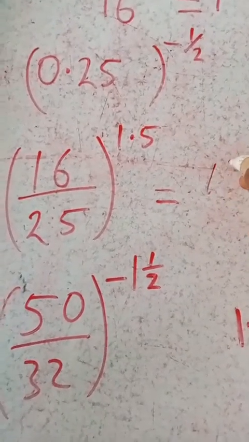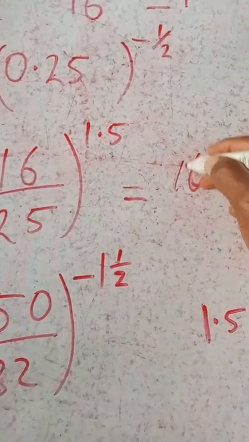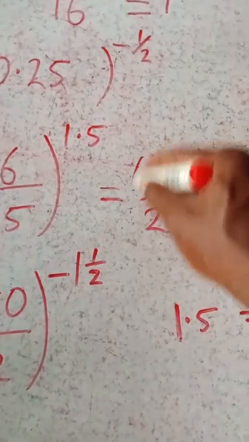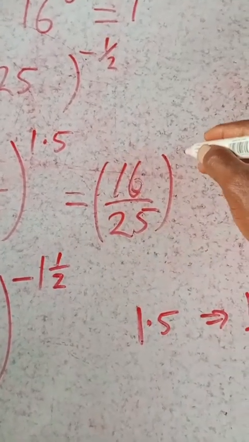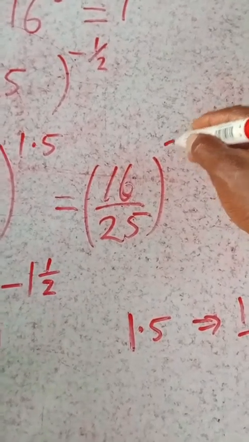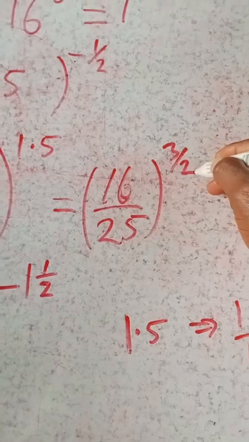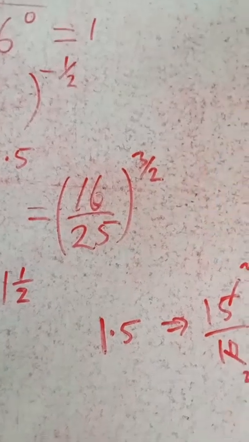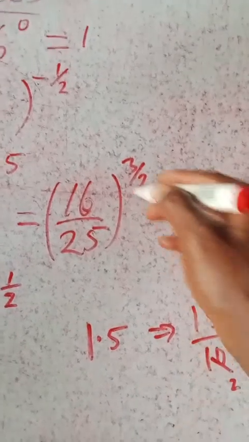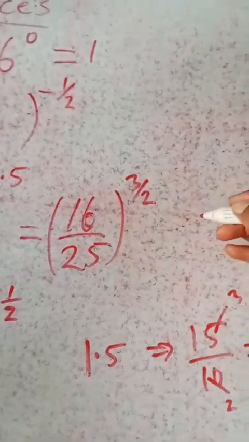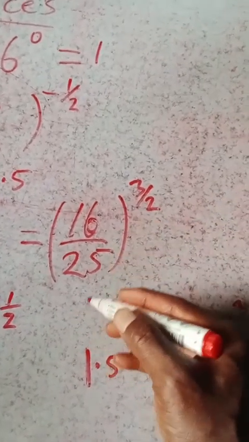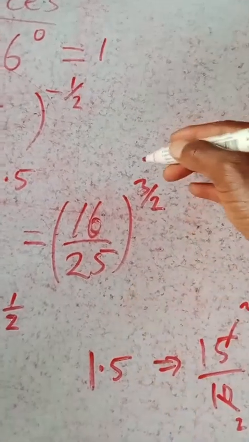This means 16 over 25 will be raised to the power. Instead of writing the 1.5, we'll write 3 over 2. That is the meaning. Are you getting it? So it is just like the previous one we did. So this is 16 over 25 raised to power 3 over 2.